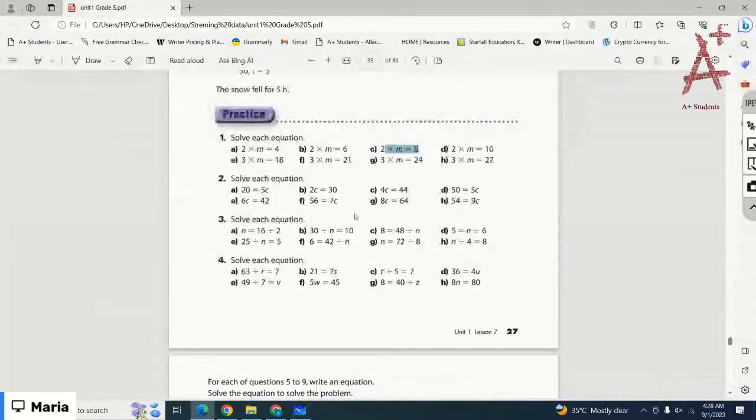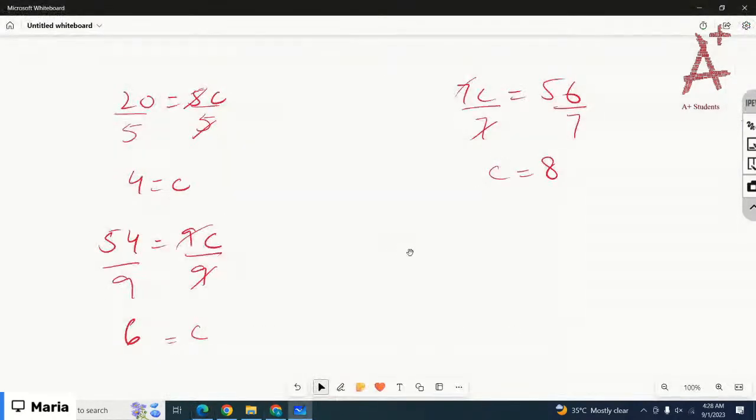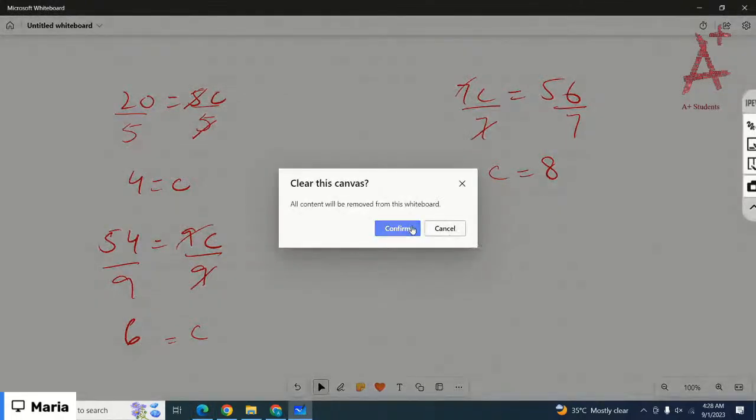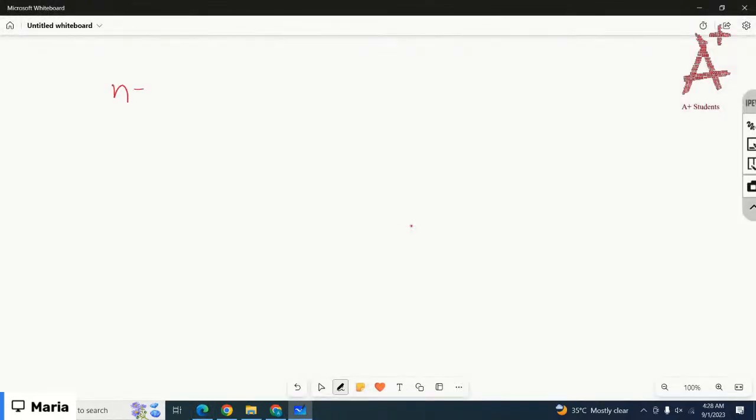The next one is, let's start with question number 3, right? n equals 16 divided by 2. So you have the variable already isolated. You just have to divide the numbers. So 16 divided by 2 equals 8. 2 times what number is 16? 2 times 8 is 16. So 16 divided by 2 is 8, right?